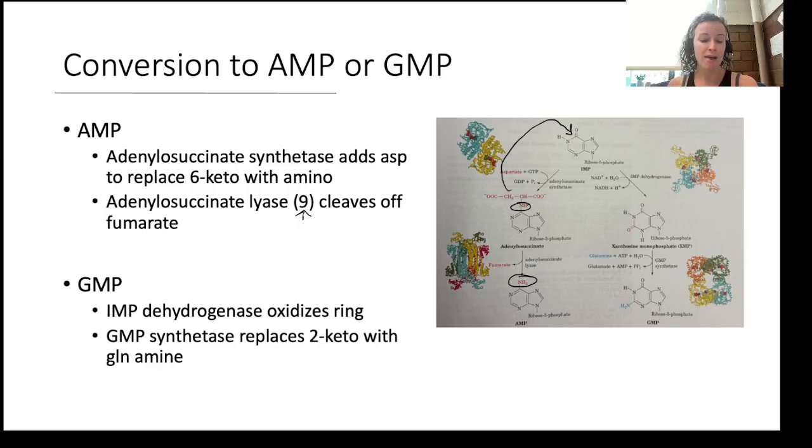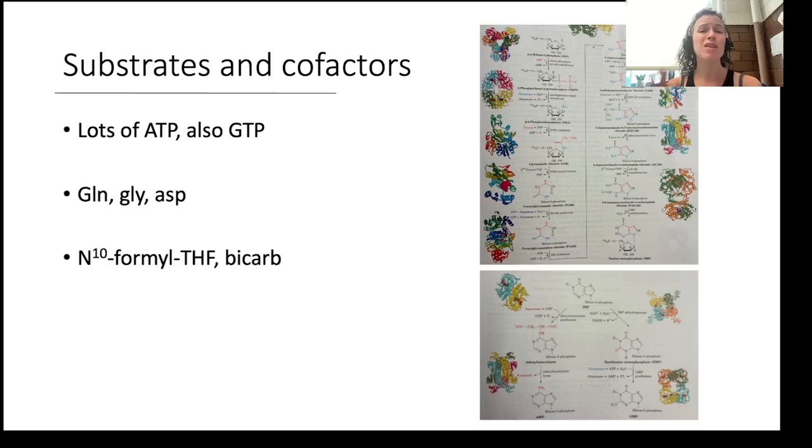We have made AMP. Now for GMP, we have some different steps happening here. First, we have IMP dehydrogenase oxidizing the ring. So we're going to oxidize right here at this carbon by adding this ketone group. And then to get to GMP, we're going to replace this ketone with an amine, again from glutamine, to finally end at GMP. That was a lot of steps.